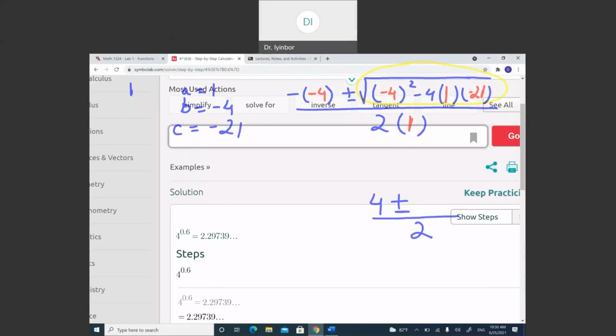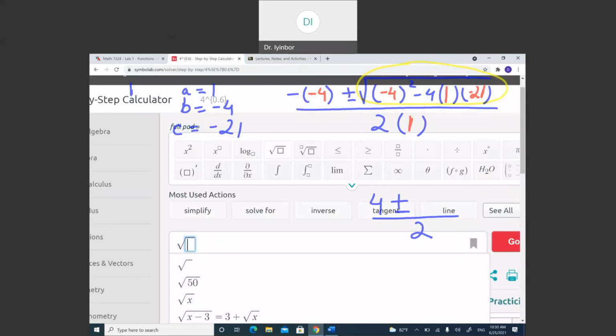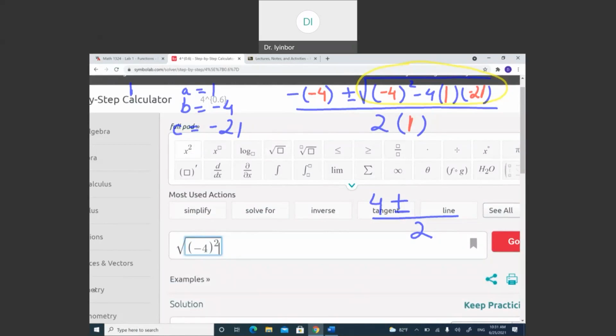Now for square root, you just have to press the square root, and then you put parentheses, minus 4, close the parentheses, and then you press the square, and then minus 4 parentheses 1, close the parentheses, open, minus 21, and then out of the square root. Make sure when you do all this, don't get out of the square root. The line for the square root has to continue all the way to the end, because if you get out of the square root, it's going to give you the wrong answer.